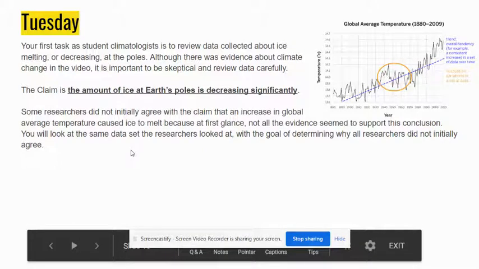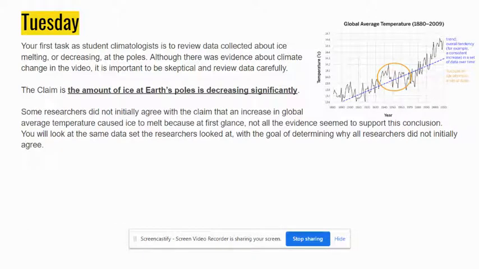Your first task as a student climatologist is to review data collected about ice melting or decreasing at the poles. Although there was evidence about climate change in the video from yesterday, it is important to be skeptical and review data carefully. The claim that Amplify is making right now is that the amount of ice at Earth's poles is decreasing significantly. Some researchers did not initially agree with the claim that an increase in global average temperature caused ice to melt because at first glance, not all of the evidence seemed to support this conclusion.